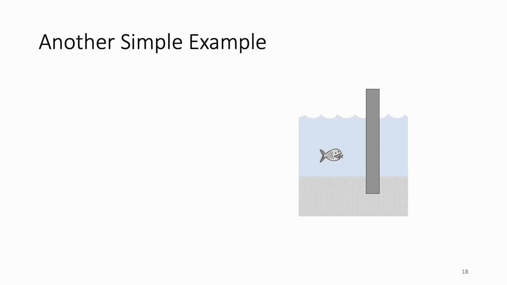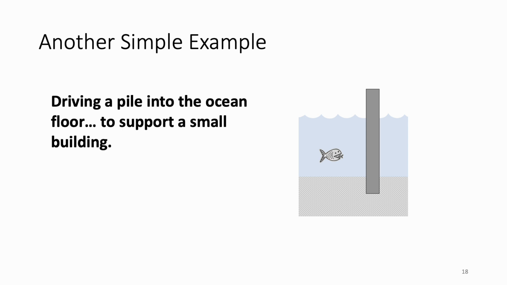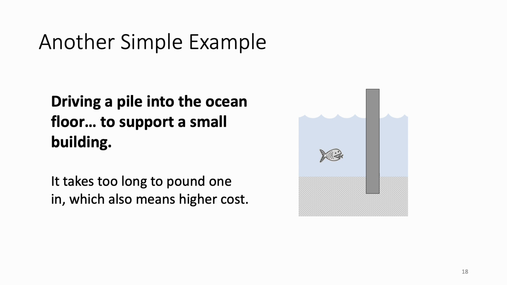Here's another simple example. Let's say you are pounding piles, wooden piles, into the ocean floor that are going to support a small building or a dock. The problem is it takes too long to pound one in, and that means higher cost. We have to rent the equipment for longer. We have to have the people that'll do it for longer, and it delays the whole project.